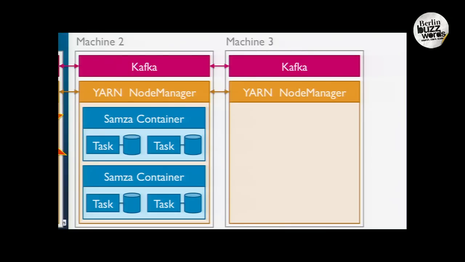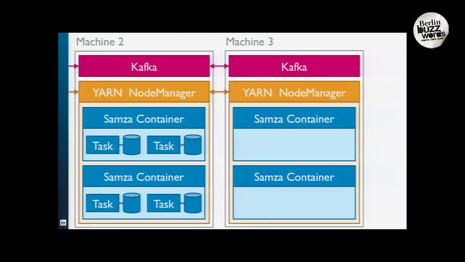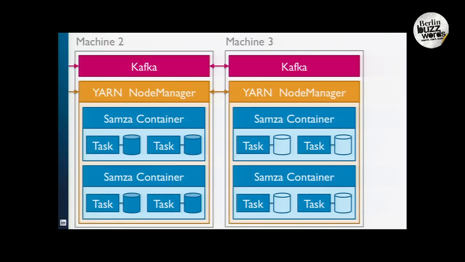Yarn will notice that, oh, we've lost some containers. I guess we should start those up again. So it goes and starts up some Samza containers again. Samza goes, here we've got some empty containers. Which tasks should they be running? And those tasks which were previously running on the failed machine are restarted in the containers on this new machine. So far, so good.